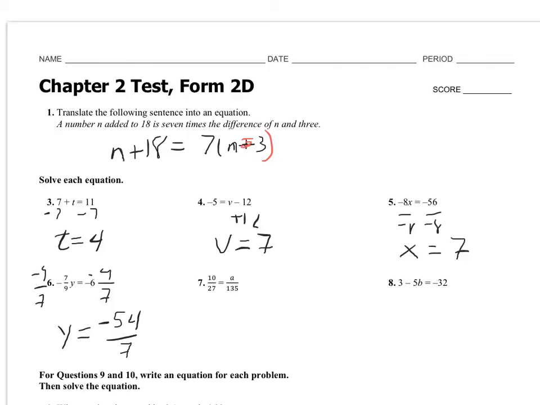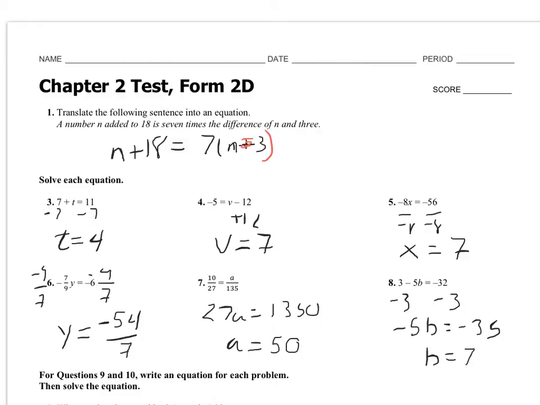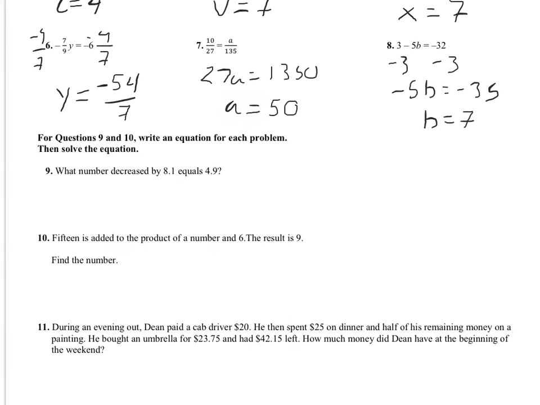Number 7, cross multiply to get 27A is equal to 1,350. Dividing by 27, you should get 50. And number 8, start by subtracting the 3. Negative 5b is equal to negative 35, and divide by negative 5, b is equal to 7 again. Okay, well, let's keep going.